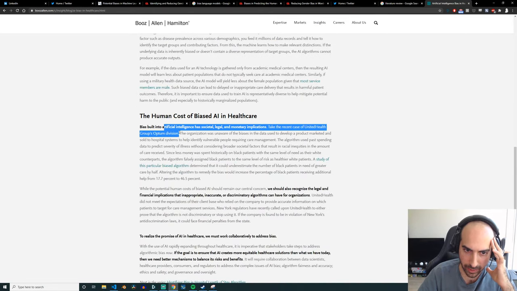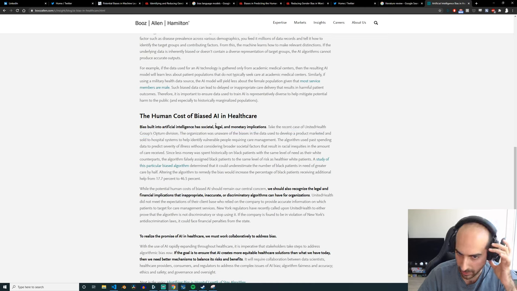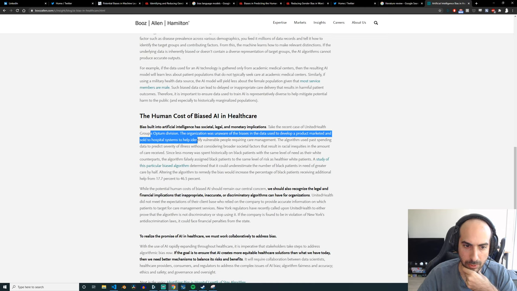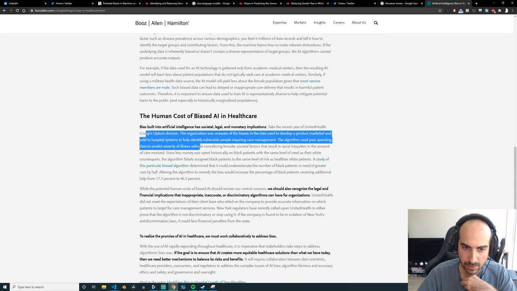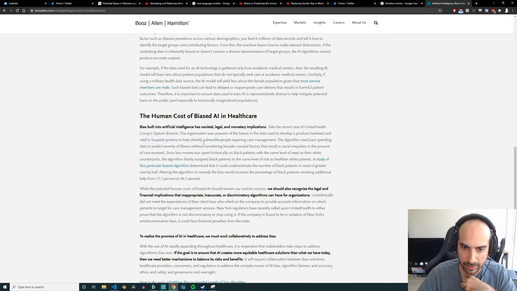So bias built into AI has societal, legal, and monetary implications. Take the recent case of United Health Group's Optum division. The organization was unaware of the biases in the data used to develop a product marketed and sold to hospital systems to identify vulnerable people requiring care management.